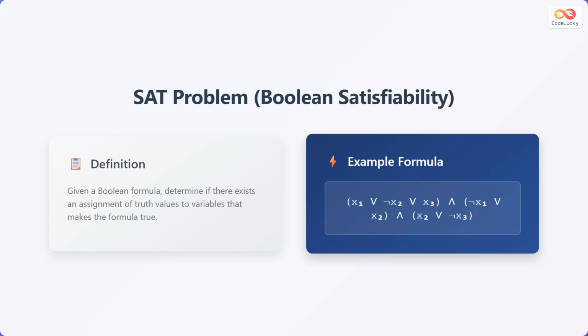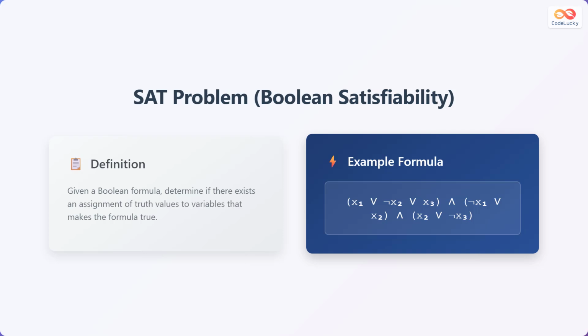Let's delve into the SAT problem, also known as the Boolean Satisfiability problem. The definition of the problem is as follows. Given a Boolean formula, can we determine if there exists an assignment of truth values to variables that makes the formula true? In other words, can we find a set of true or false values for the variables in the formula so that the entire formula evaluates to true?